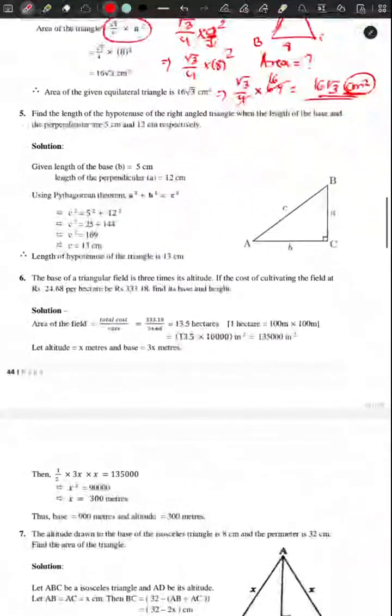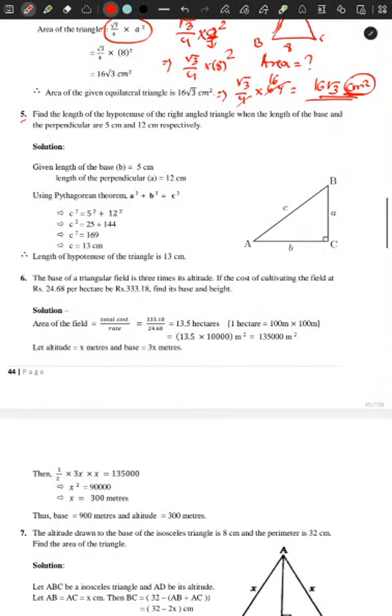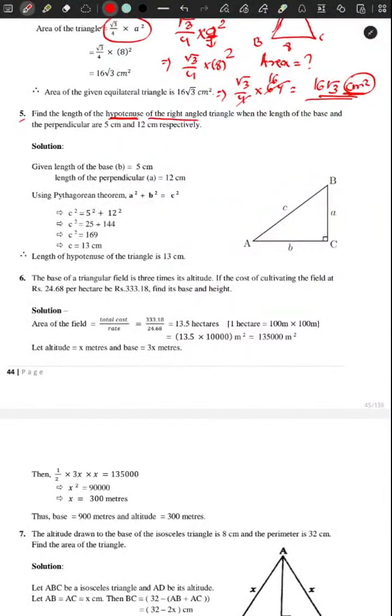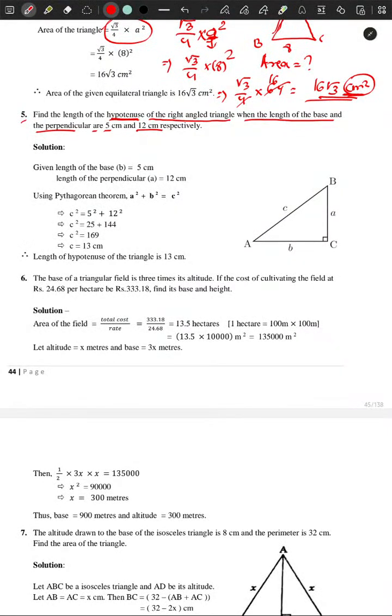Okay, and question number 5. Find the length of hypotenuse. Find the length of hypotenuse of the right angled triangle when the length of the base and perpendicular are 5 cm and 12 cm respectively.